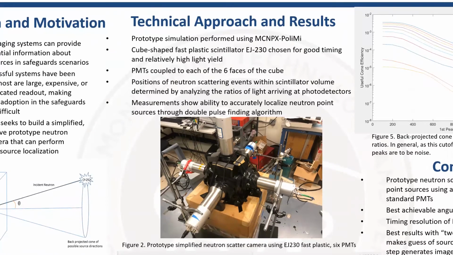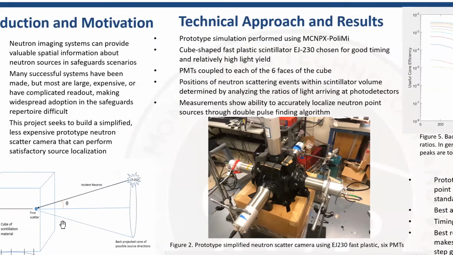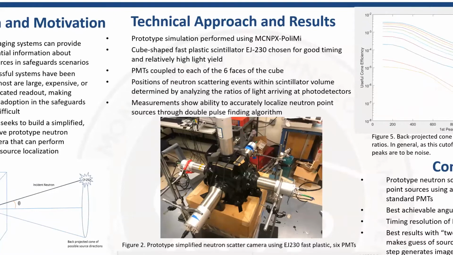As you can see in this image here, this is just a picture of the detector system as it is now. There are 6 PMTs coupled to each of the 6 faces of the detector. The 6th PMT that you can't see in this image is in this box below. And basically, you find these scatter positions by comparing the light arrival times and the pulse heights of scatters produced by 2 consecutive neutron scatters.